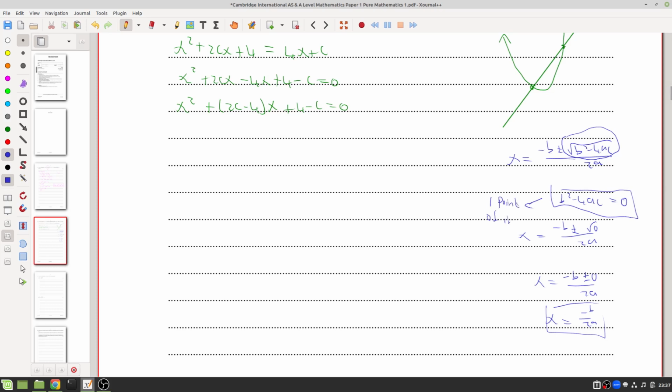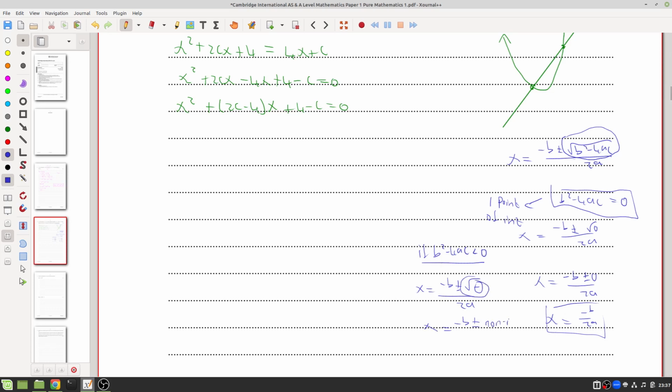Now, if that thing is negative, so let's say b squared minus 4ac is negative, what happens then? Then we've got x equals negative b plus or minus the square root of something negative, over 2a. And what is the square root of a negative number? Well, it's non-real.